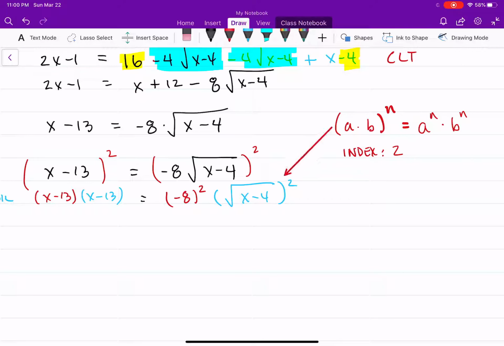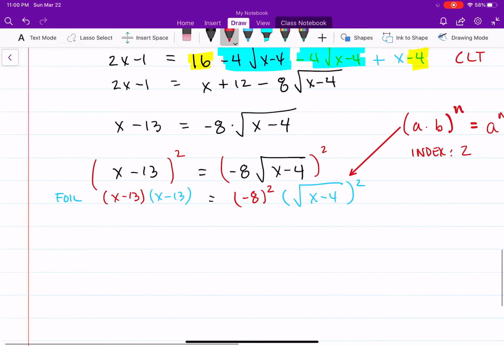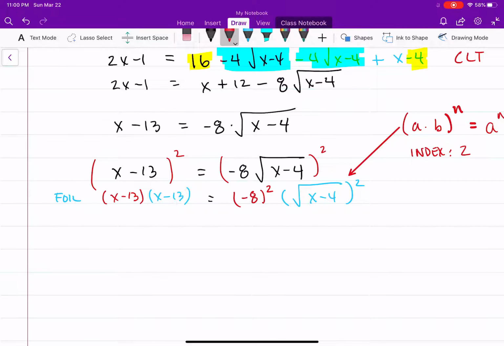I got this rule right here, and that's the rule I'm applying there, all right? And on the left side is a binomial square, so I have to write it out twice so I can go ahead and FOIL it, okay? So what do I have?